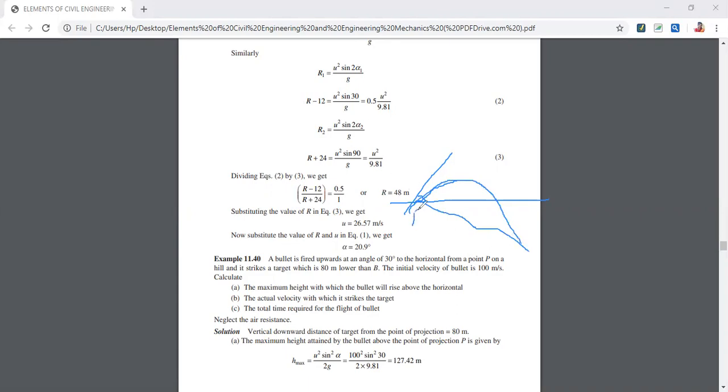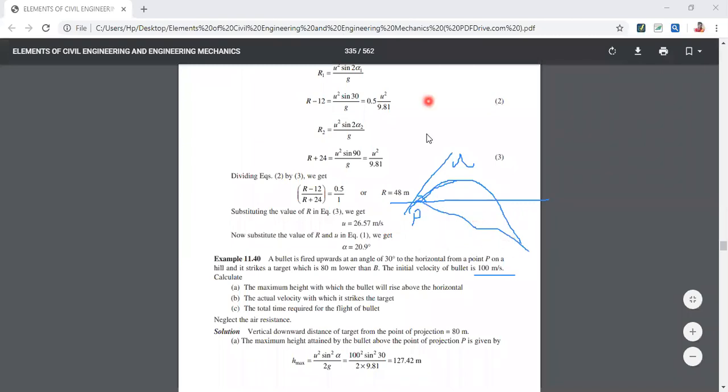So this is point P on a hill, and it strikes a target which is 80 meters lower than point P. The initial velocity of the bullet is 100 meters per second. So here he gives you the value of u, 100 meters per second. Calculate the maximum height, the actual velocity, and the total time required. Fine. So with this basics, one more thing was the difference between the two heights is 80.